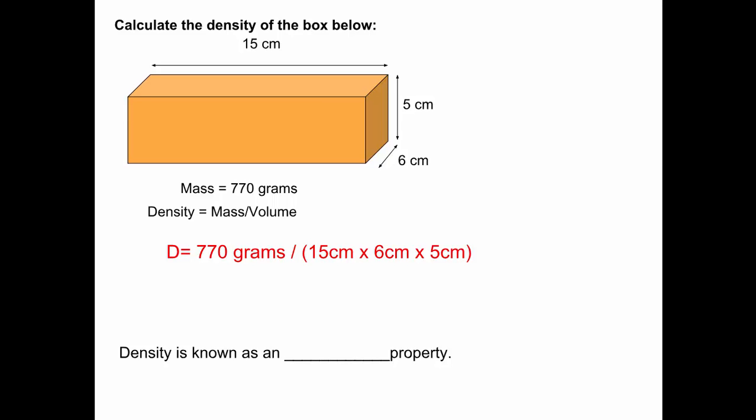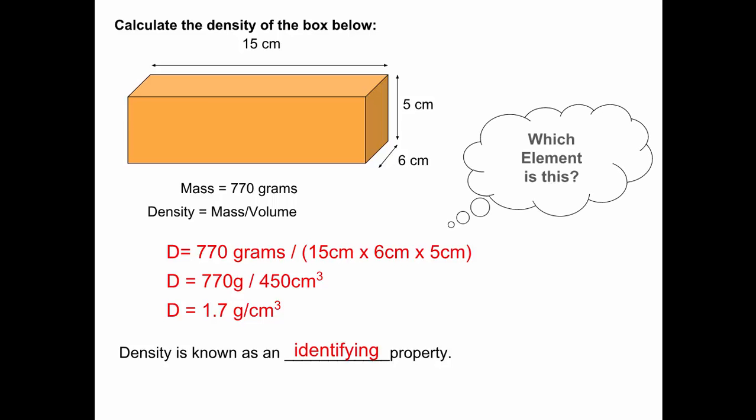All right. The mass has been given as 770 grams. So what's the density of this box? 1.7 grams per cubic centimeter. Does anyone know what metal this is? Magnesium. Yeah, look at that. Magnesium has a density of 1.7 grams per cubic centimeter.